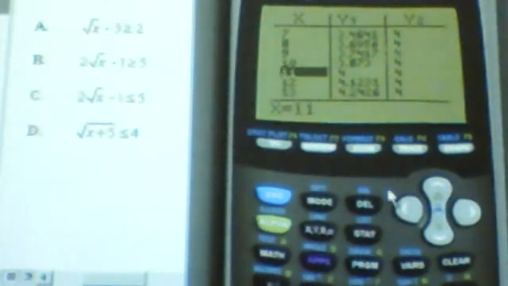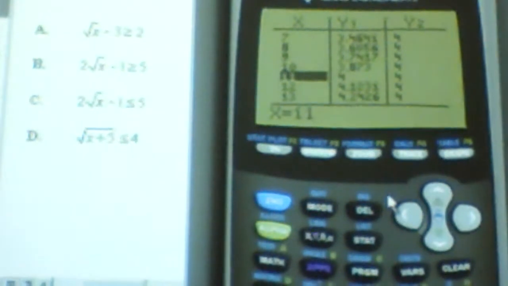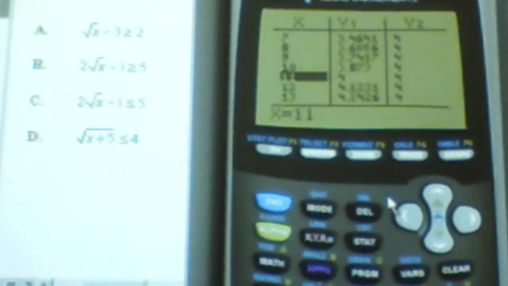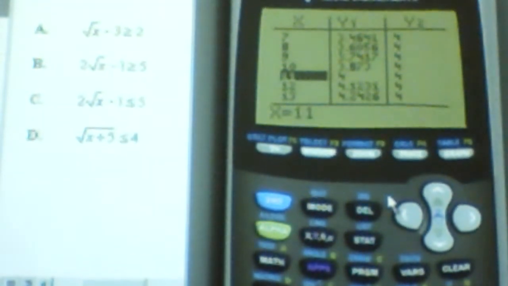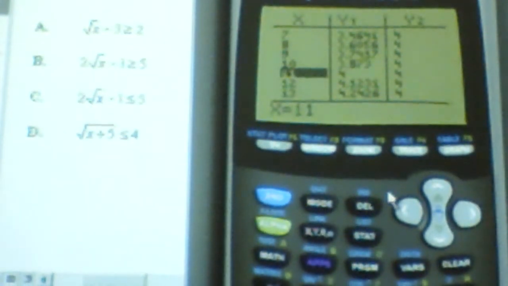You can see that the calculator will make it a lot faster and easier, but again, you still need to do it by hand because there are problems on the test where I am looking specifically for what you do in handwriting. Okay, we'll see you in class.